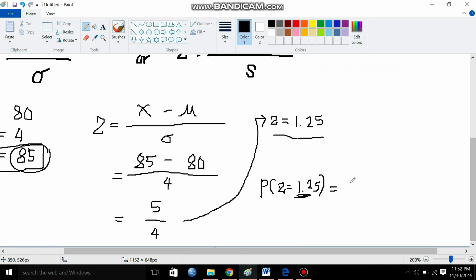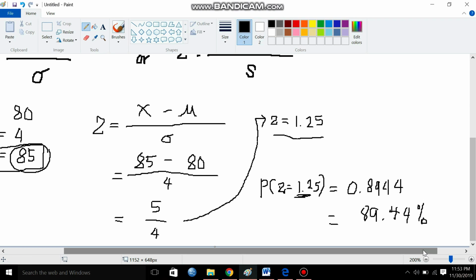So in other words, the probability of z equals 1.25 is 0.8944. Or if we express this in percent, this will become 89.44%.